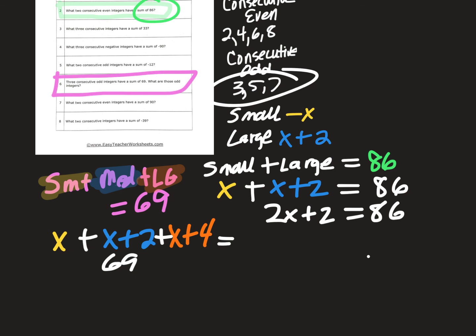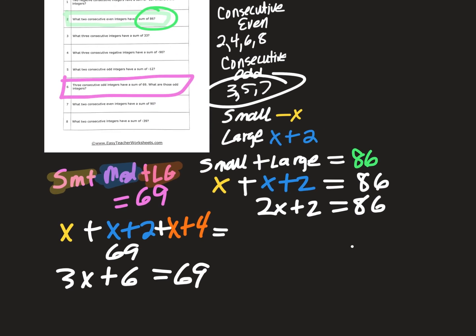Yep. So once you set this one up, you've got an x plus an x plus an x. You've got 3x plus 6 is equal to 69. And then you guys know where to solve from there. It's just the setting up part that's new for you all. And you're handling it beautifully. Here, let me see what you got.